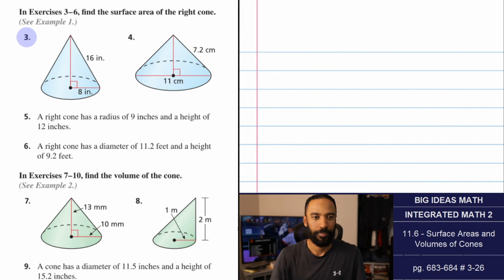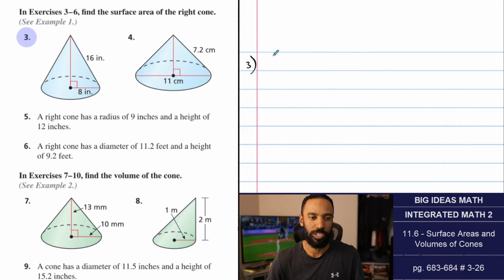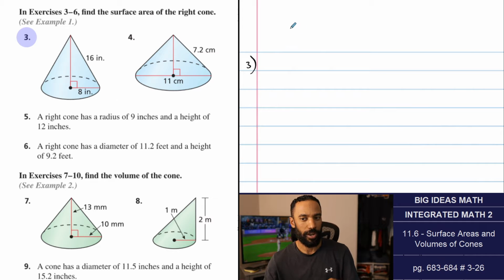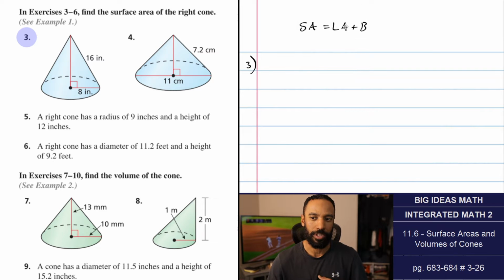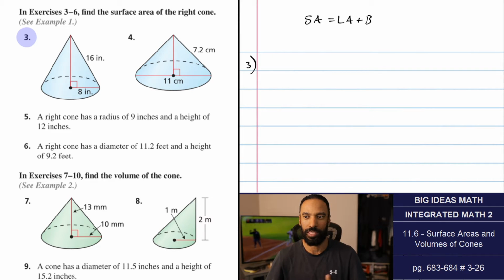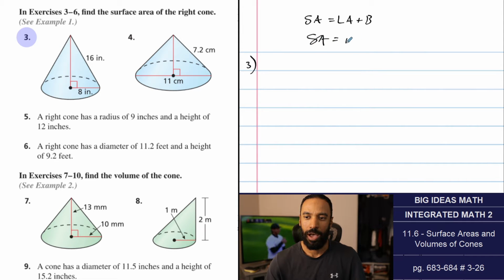Number 3. Numbers 3 and 4. 3 through 6. Find the surface area of the right cone. So being a right cone, you have perfect symmetry of this. They are doing surface area already to start. So surface area is lateral area plus the area of your base. This is how I'm going to stick comfortably with how I would write this stuff for my own class. So surface area is pi RL plus pi R squared.